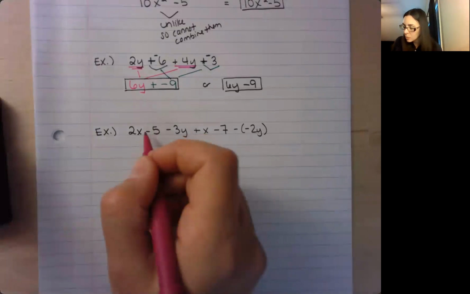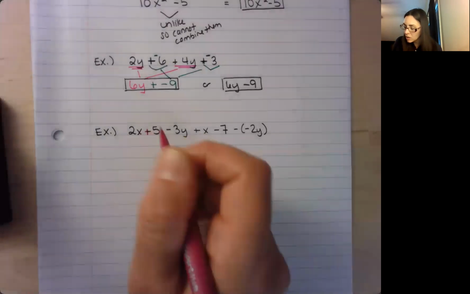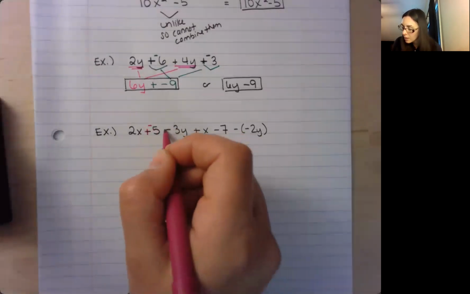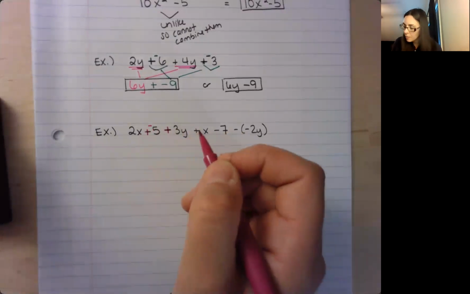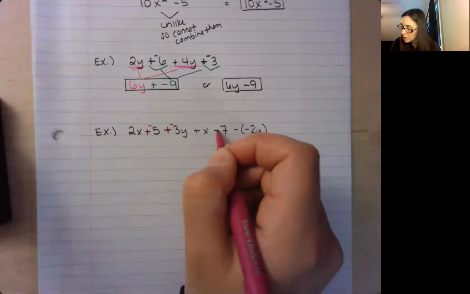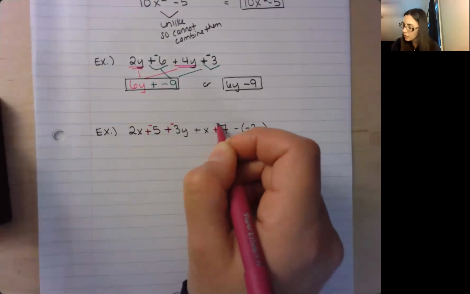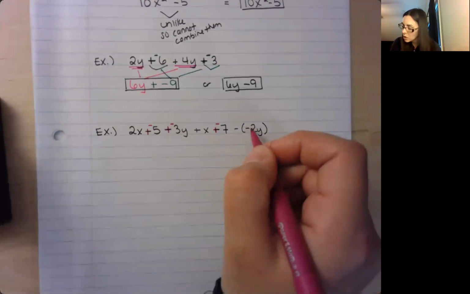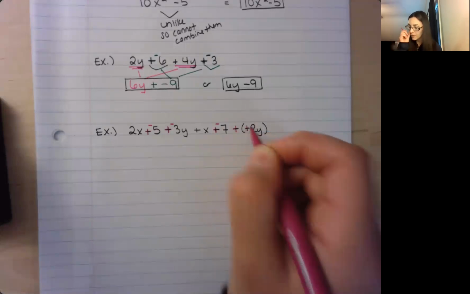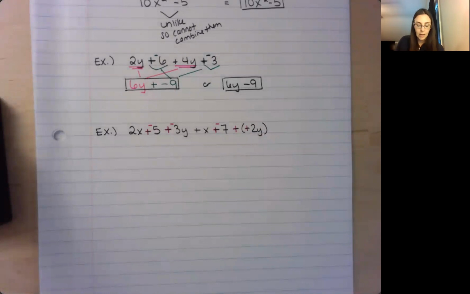So I'm going to take any subtraction and change it to addition and change the next sign. So positive 5 becomes negative. Here, change it to addition, positive 3 becomes negative. Here, change it to addition, positive 7 becomes negative. Here, change it to addition, and then negative 2 becomes positive 2. Now, if that's too messy, you can rewrite it, which I do recommend as well.